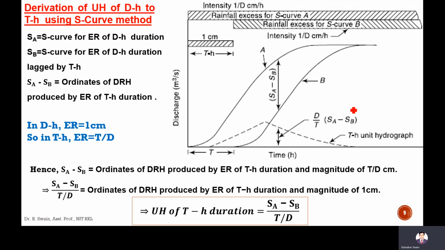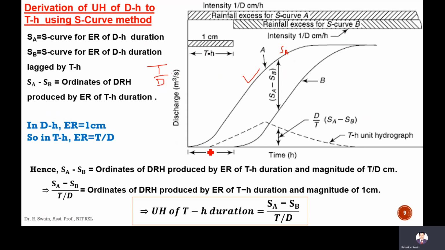Next is derivation of the unity hydrograph of t hour from d hour using the S curve method. T hour means m times d hour, where t by d is the fraction. So here, this is the S curve of d hour duration. This is the S curve of d hour duration, that is, SA. That is clear. It is SA.